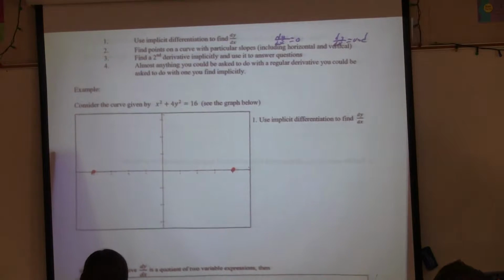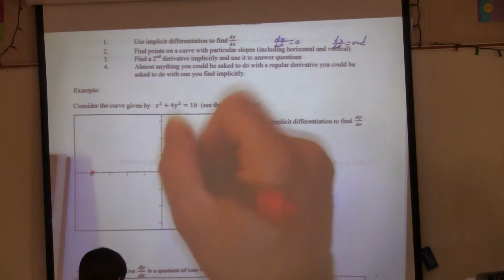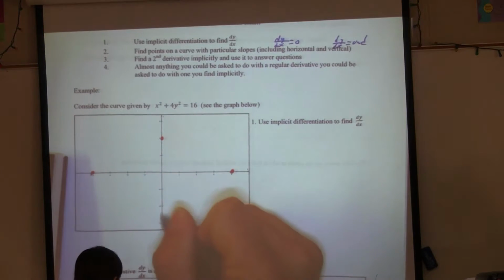Negative 4, negative 4, 0. And the other one would be 0, 2, and 0, negative.